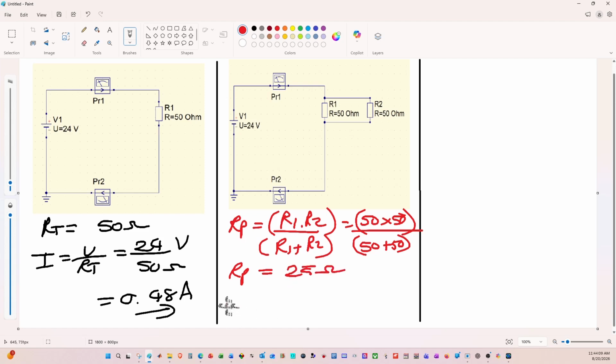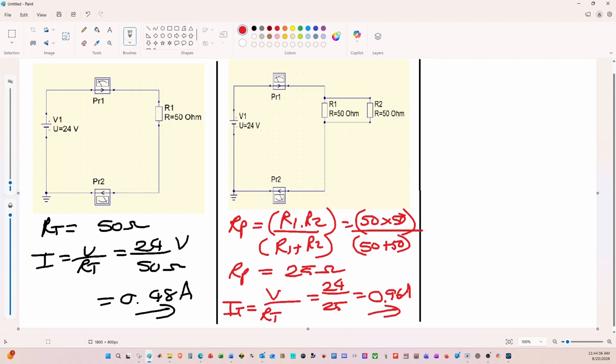Now we can say that the total current that's going to flow through the circuit is going to be the voltage divided by the total resistance that the circuit can see, which is going to be 24 divided by 25. And in this case, it's going to give us a current of 0.96 amps. So compared to the calculation on the left-hand side, you can see that we are going to have twice the amount of current that is going to flow.